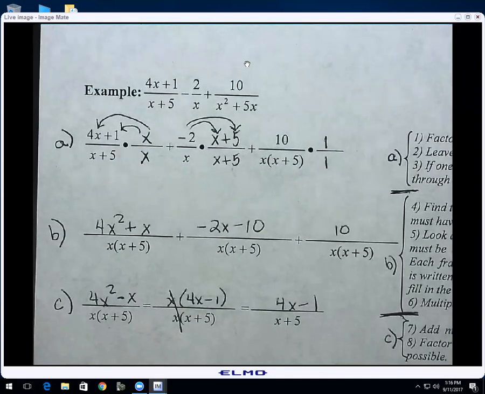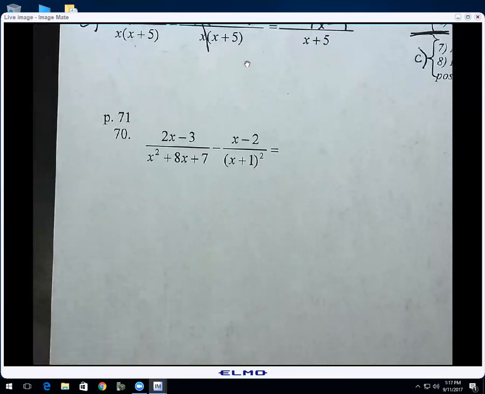All right, go for it on this number 70. Everybody do step A and then stop just a minute, and let's make sure we're all okay on step A before we go to step B.